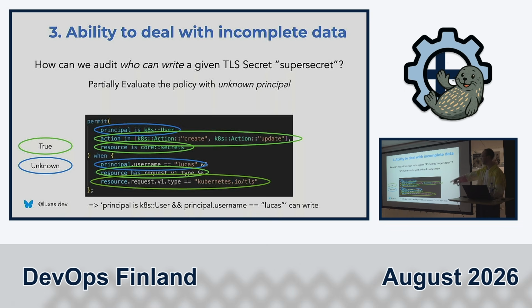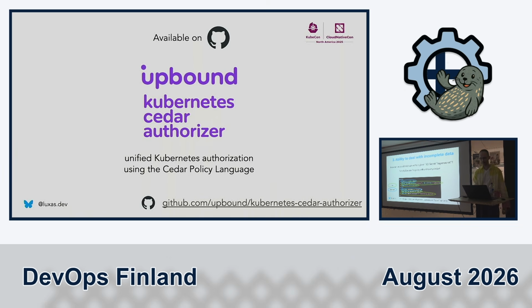Now, if those things that were unknown to us would be true, then this policy would apply, and then they would be able to write the secret. So we return that if there's a user with username Lucas, then they can write. And that's how we know, symbolically or logically, that Lucas can write the secret. And then we can run this expression against all of our users table, and then we know it's Lucas and it's Bob and it's Alice that can do this, if it's talking about groups or something like that.